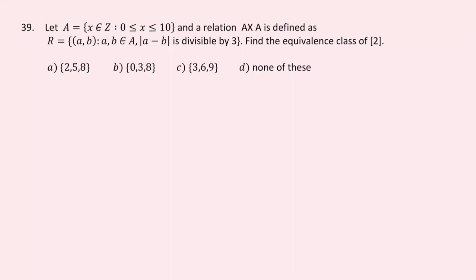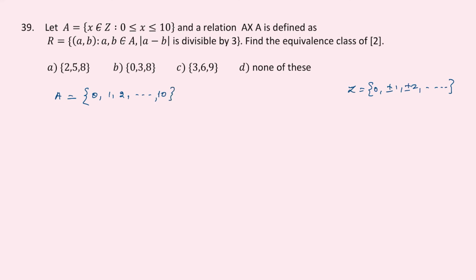Question 39. Let A be x belonging to Z. Z is the set of all integers. Z is 0, plus or minus 1, plus or minus 2, etc. And the question says that 0 is less than or equal to x, less than or equal to 10. So you have integers satisfying that condition. So 0, 1, 2, etc. up to 10. This is set A.